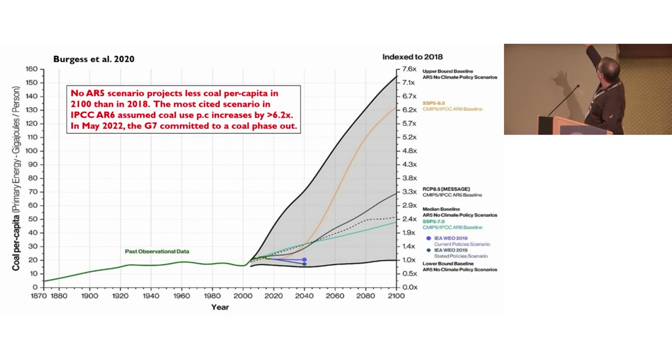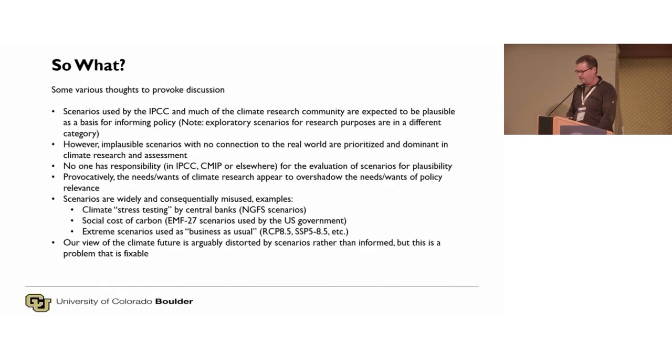the yellow or brown curve is SSP 5, 8.5. Compare that to the IEA projections from 2019. This is pre-pandemic. The pandemic coal went down, it's come back up, but it will be very similar. When I say that 8.5 scenarios based on these emission trajectories are implausible, it's because that purple and black line are not the brown line. All right, so what?